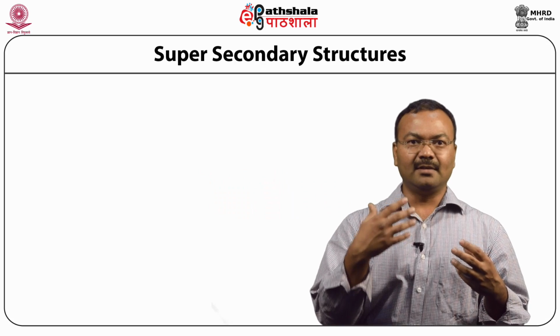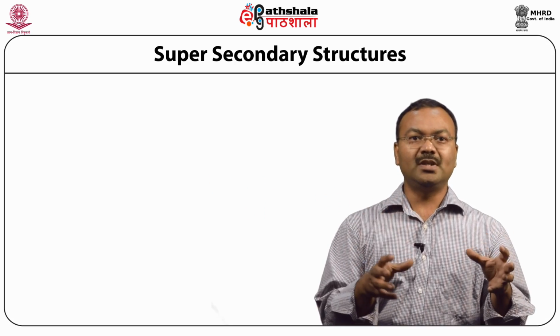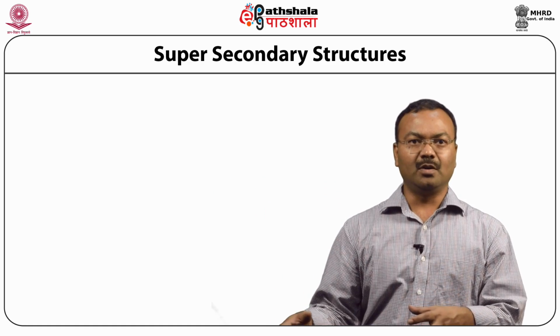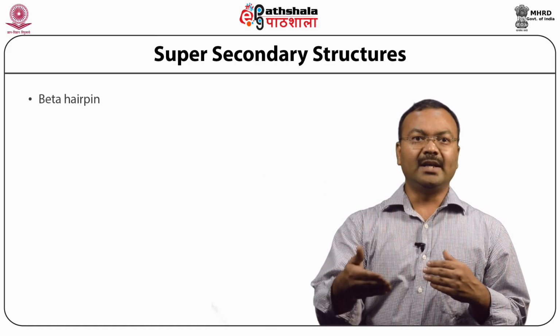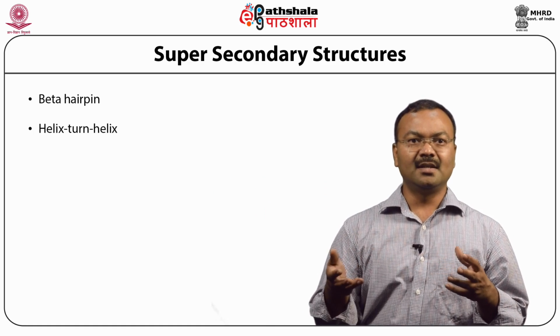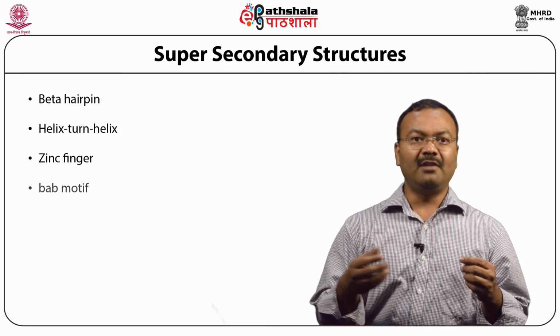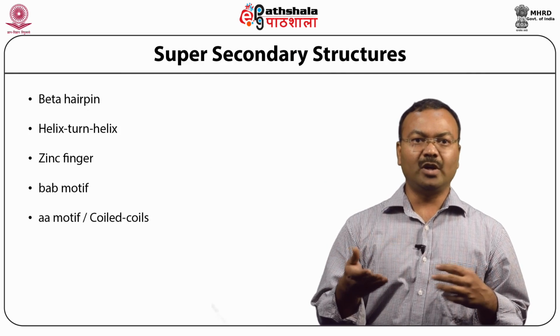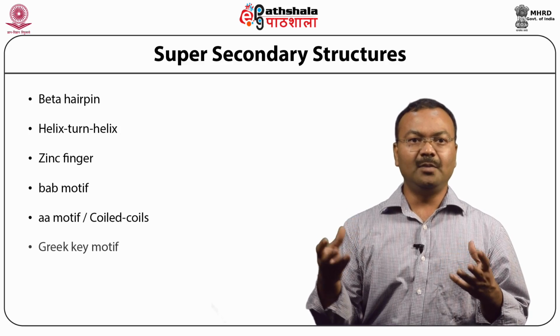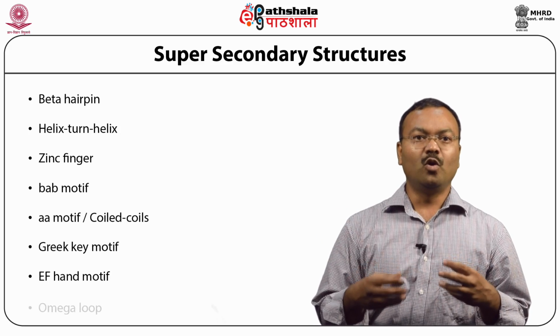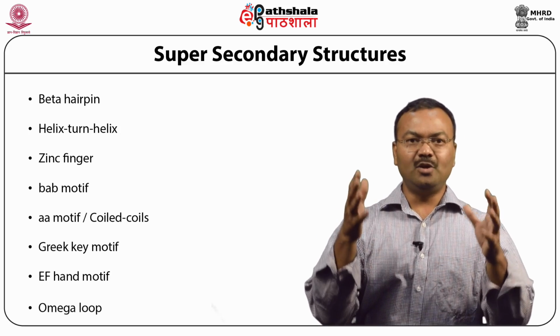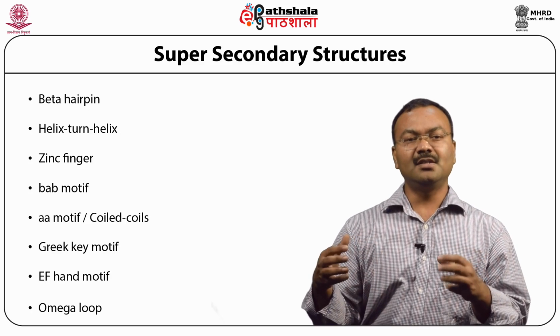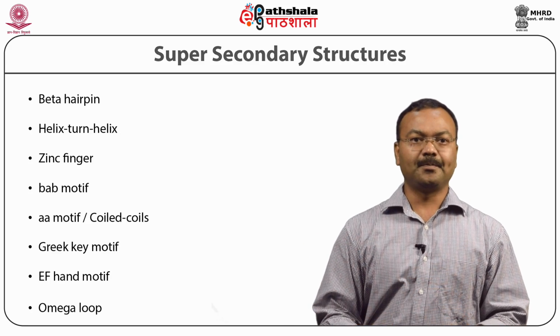I will describe 8 supersecondary structures in this module. Examples: beta hairpin, helix turn helix, zinc finger, beta alpha beta motif, alpha alpha motif or coiled coil, Greek key motif, EF hand motif, omega loop. These 8 supersecondary structures we will discuss one by one in detail.